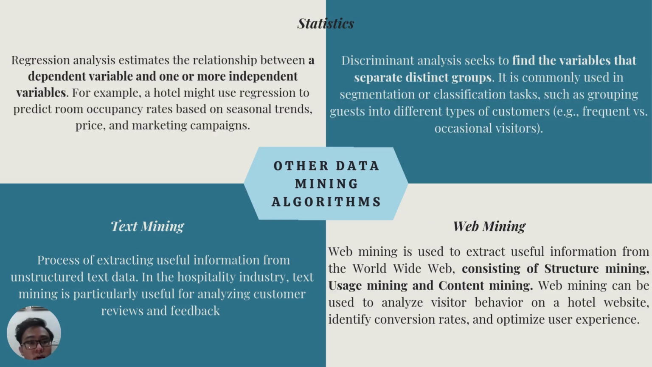Statistics consists of regression analysis, which estimates the relationship between a dependent variable and one or more independent variables. Discriminant analysis seeks to find the variables that separate distinct groups. Text mining focuses on the extraction of useful information from unstructured text data, while web mining focuses on the extraction of useful information from the World Wide Web, consisting of structure mining, usage mining, and content mining as well.